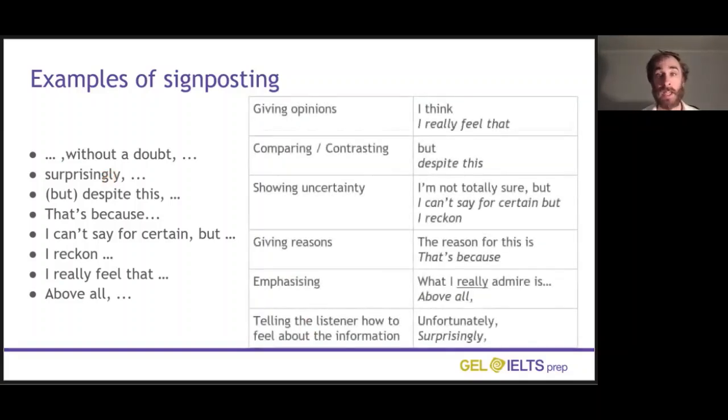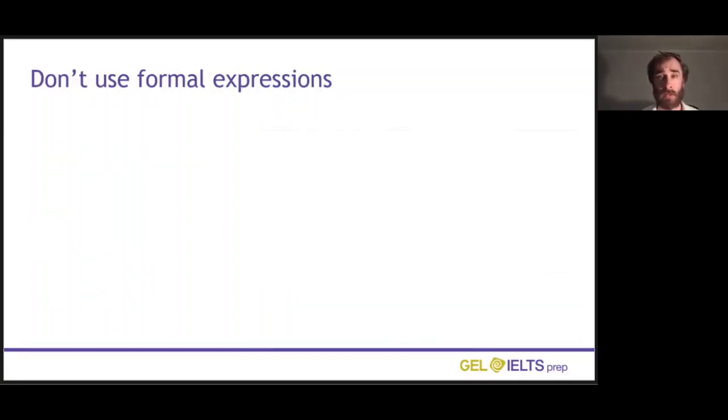So as we can see here, there are many different discourse markers for each of those functions, and you should try to learn as much as possible of this type of language. Some signposting language is formal, and some is informal. Formal signposting language is the type of thing you might see in an essay, things like in conclusion, furthermore. These are formal. However, informal signposting language is much more appropriate for the IELTS speaking test.